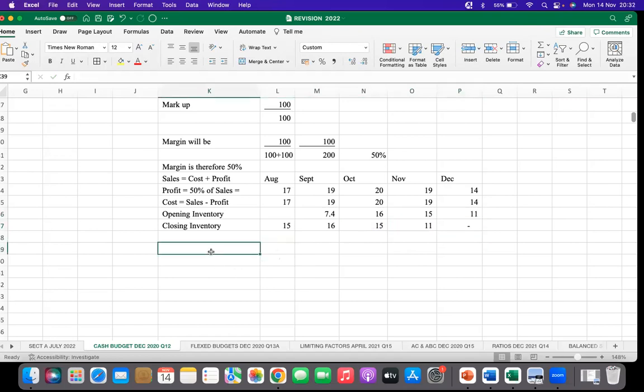Now, we need to know purchases. From even the topic budget, purchases or production is equal to sales minus opening inventory plus closing inventory. Please take note of that. I hope everyone is familiar with that. Now, what will be the purchases therefore?